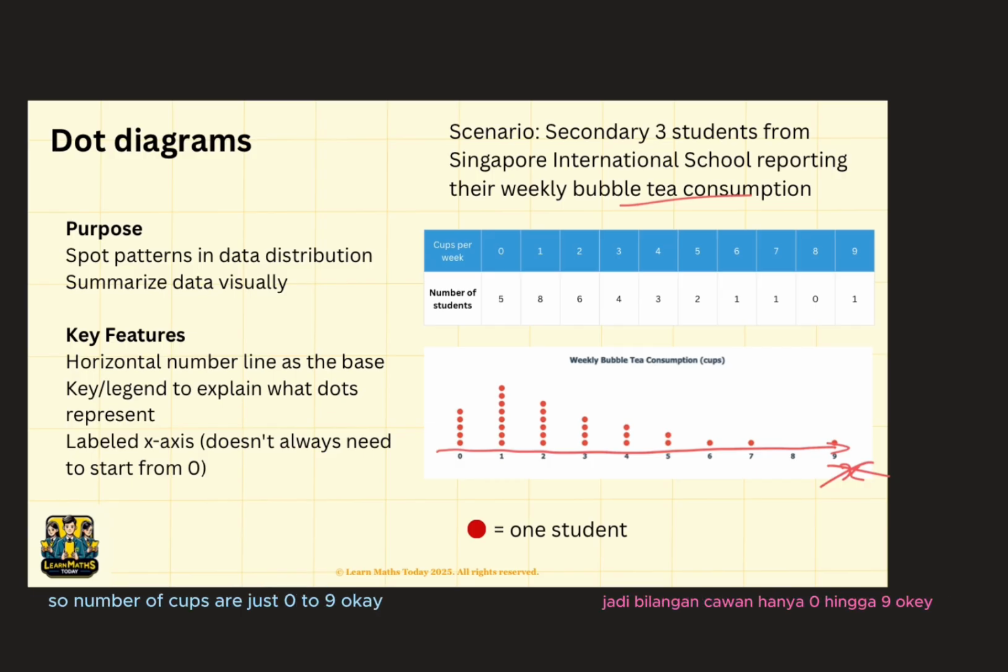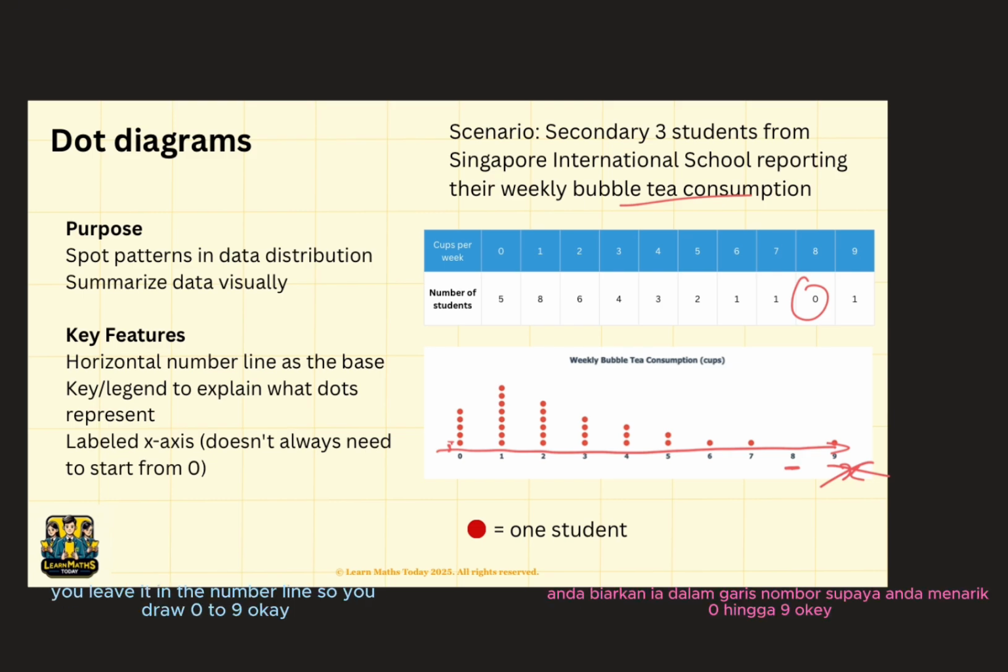The number of cups is just 0 to 9, so we draw a 0 to 9 number line. We do not have to draw 10, 11, 12. If the context gives you 0 to 9, just draw 0 to 9. Over here, there's 8 cups, but there are zero students who bought 8 cups per week. So you do not exclude the 8 cups. You leave it in the number line, continuing from 0 to 9 without leaving out 8. For 8, you just don't put any dot above it.